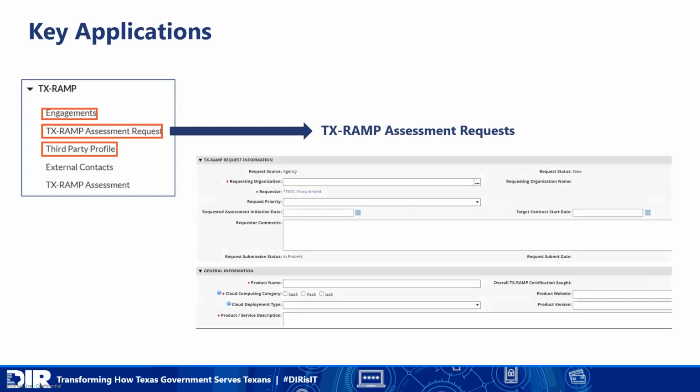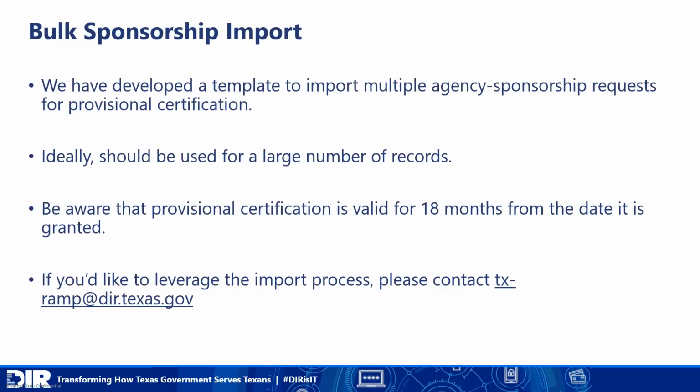And then the other key application we're going to talk about today is the StateRAMP assessment requests. And this is really the bread and butter of how to get started with that provisional sponsorship, as well as make sure that your requests are in queue and that we can prioritize them appropriately to make sure that they are completed in a timely fashion. So these are just screenshots from the application, but we can dive deeper into that through the demo process.